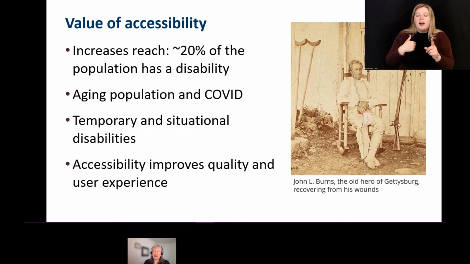We did a disability set back in October to celebrate Disability Employment Awareness Month. And so in this case, I have an image up of John Elper, who was a hero of Gettysburg, and he was recovering from his wounds, and so he at that time had a mobility impairment. Go ahead and go to the next slide, please.